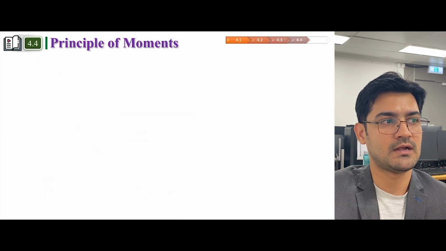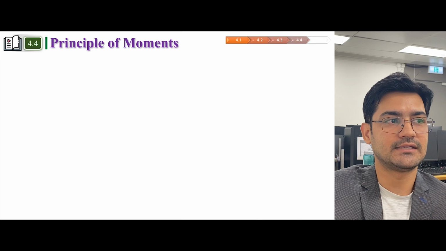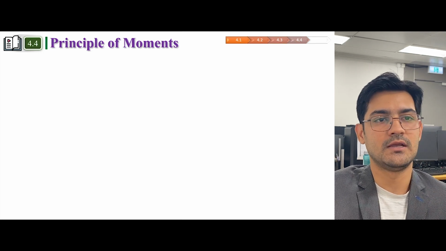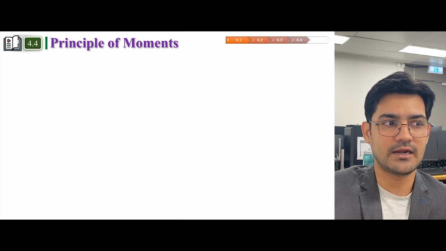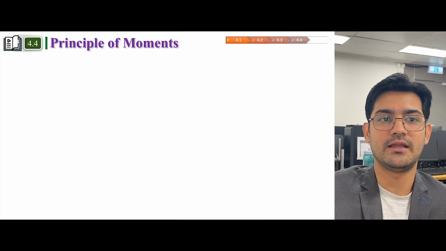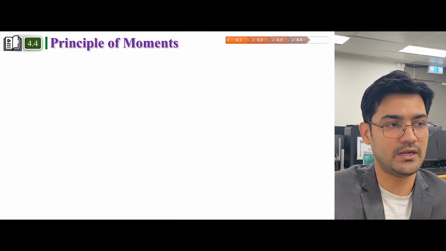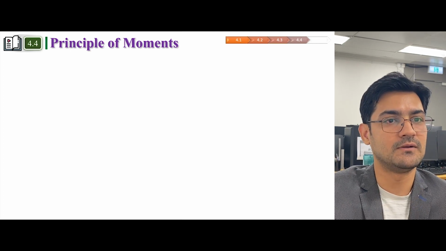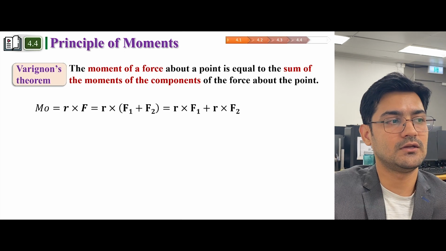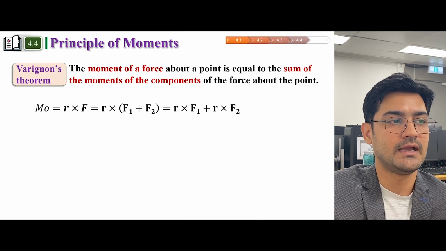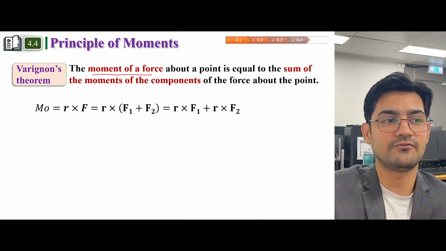Now the next section is about the principle of moments. So what is the principle of moments? Before, we calculated the resultant moment if you have a force, but that is not usually what we do. We have a simpler method. Varignon's theorem is also called the principle of moments, and what it says is that the moment of a force about a point O is equal to the sum of moments of the components of the force.